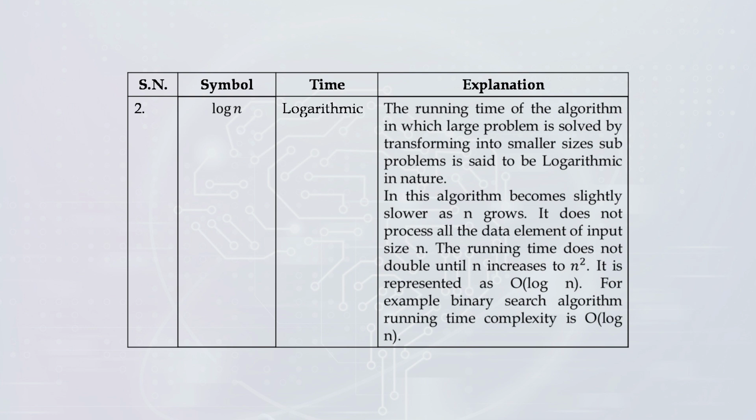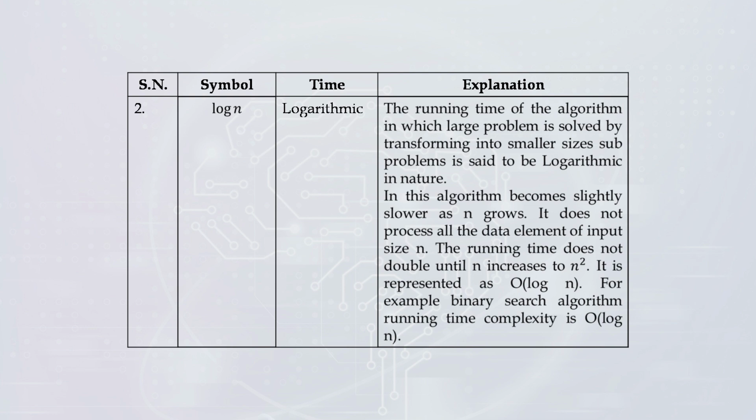Similarly, when the sub problem size becomes 1, the algorithm stops. So if we say after kth iteration n by 2 to the power k equal to 1, that is 2 to the power k equal to n, that is k equal to log n. So in this case we can say the complexity will be logarithmic.